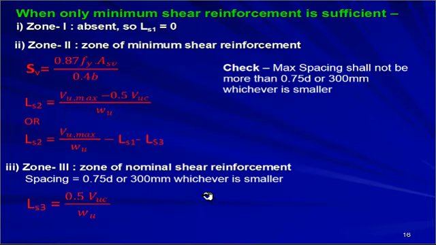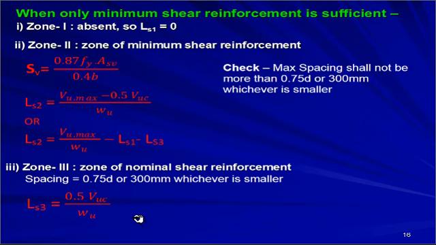Now when all these three zones exist, this diagram is there. But as we saw, when VUD is less than VUR minimum, then design shear reinforcement is not necessary, and only minimum shear reinforcement is sufficient. In that case zone 1 is absent, so obviously LS1 is equal to 0. For zone 2 there is a little variation in the equation of LS2: it is (VU max minus 0.5 VUC) divided by WU. Instead of VUR minimum we are writing directly VU max. That means LS1 merges into LS2 and the total is LS2.